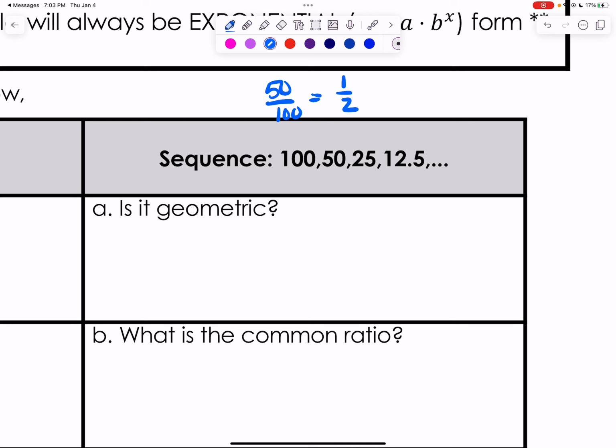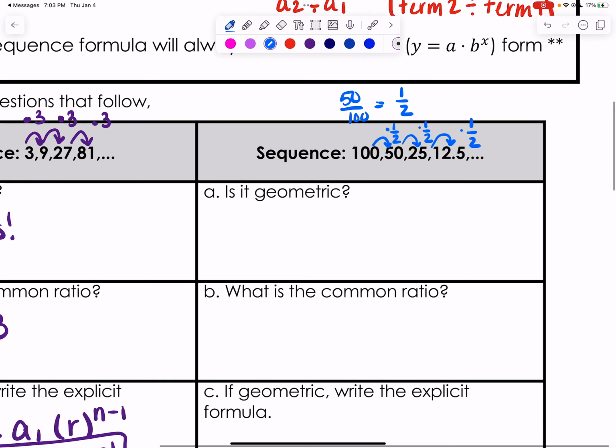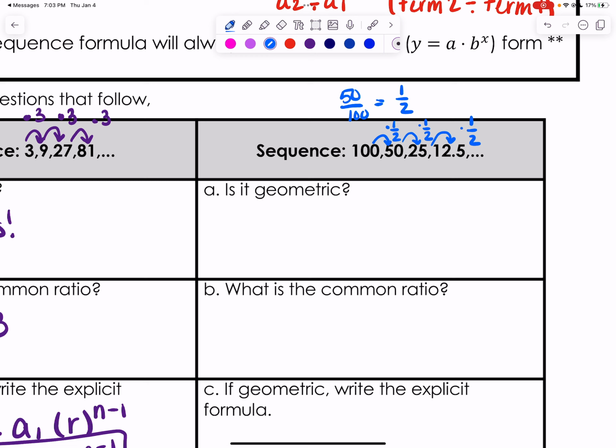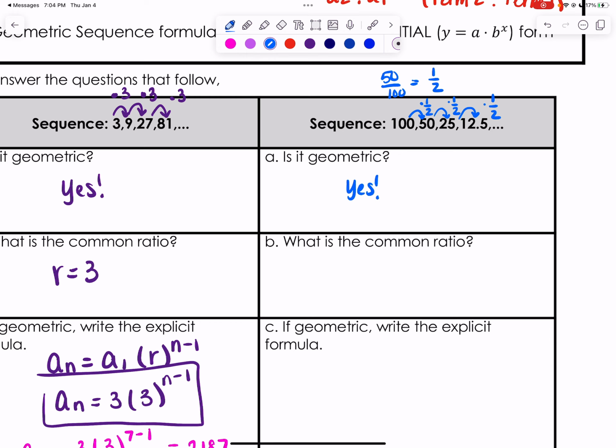So basically, if you think about it, 100 times a half is 50, 50 times a half is 25, and then 25 times a half is 12.5. So this is geometric because I'm multiplying by 1/2 every single time. So it is geometric, and my common ratio, the value I'm multiplying by each time, is 1/2.